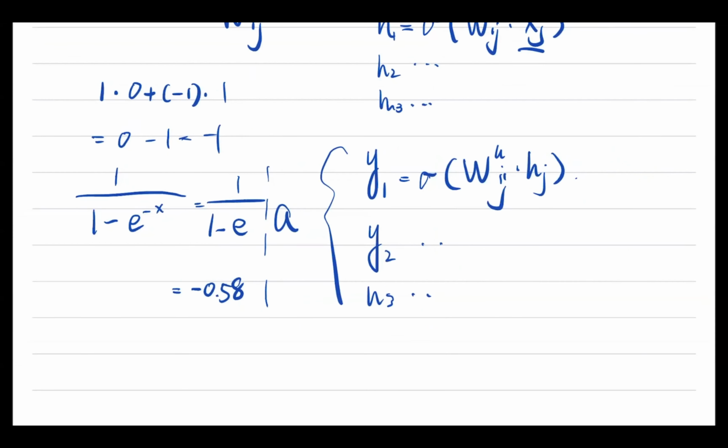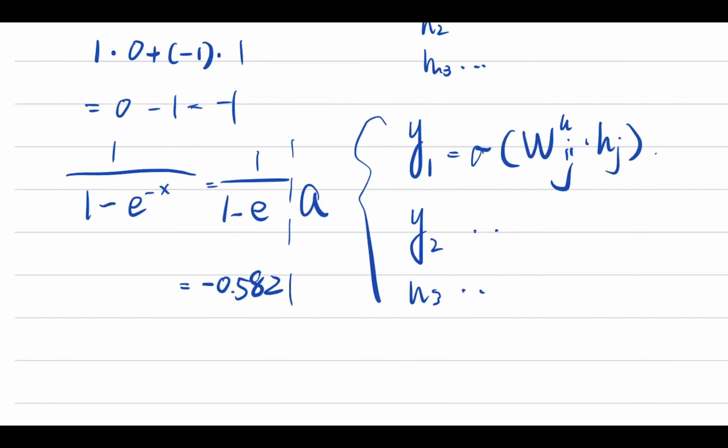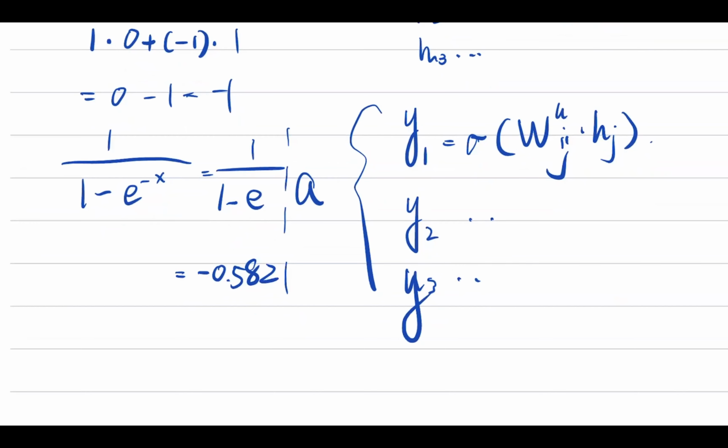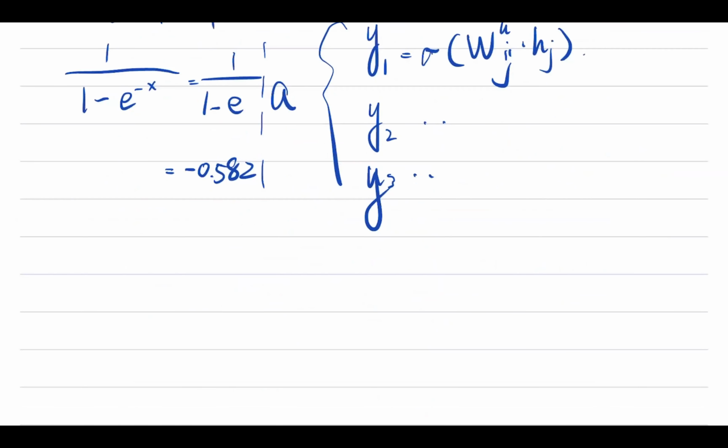0.58. That's the answer for this one. That'll be the answer for these questions. And hopefully that makes a bit more sense for this question. This question is the easiest one on the quiz, and this is a computation graph question.